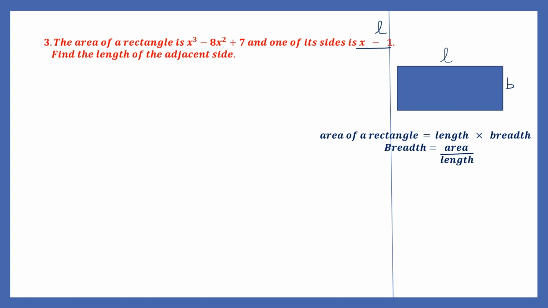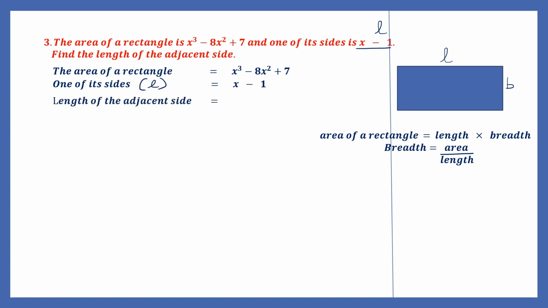So let's continue now. The area is given to us. One of its sides, which we are going to take as the length, is given to us. Now we have to find the length of the adjacent side, which is the breadth, and that is area divided by length. So we're going to divide area by length. Now here can you see I have left a gap here and written this number.